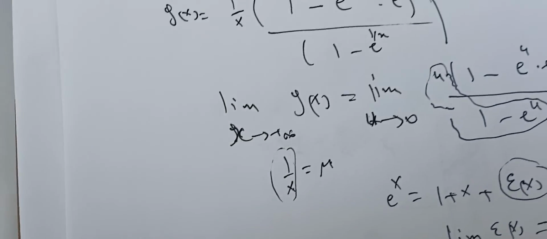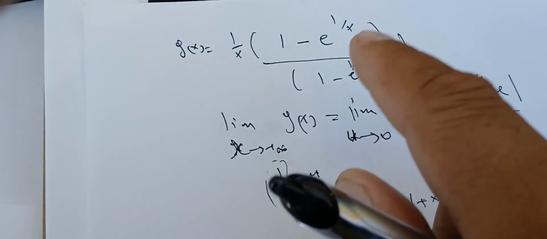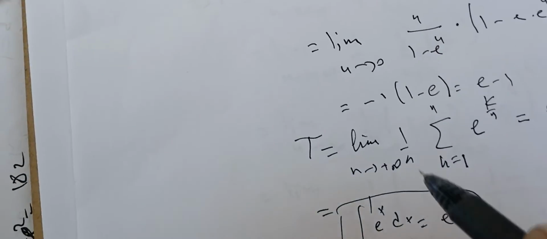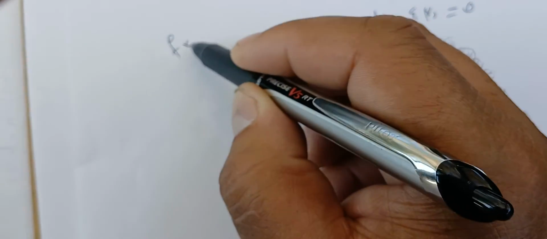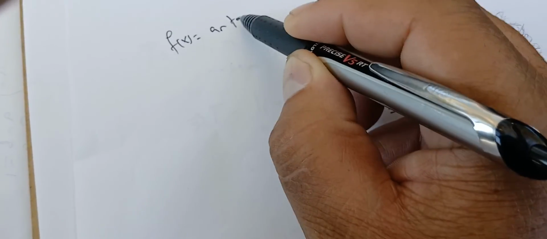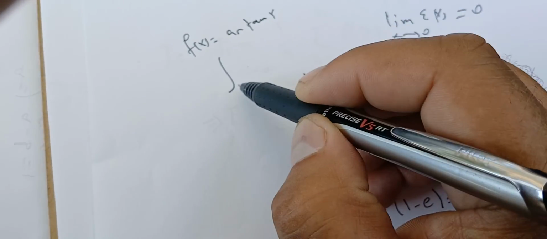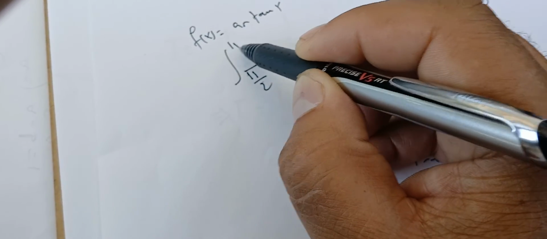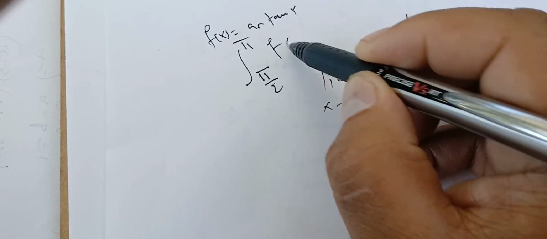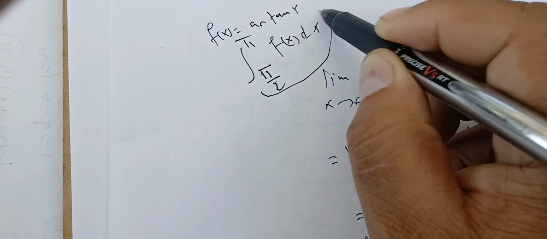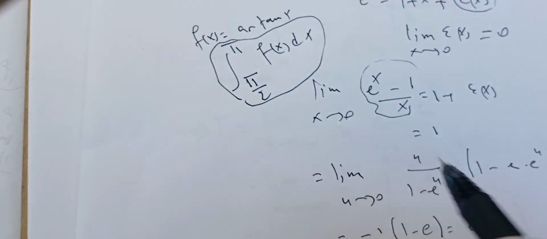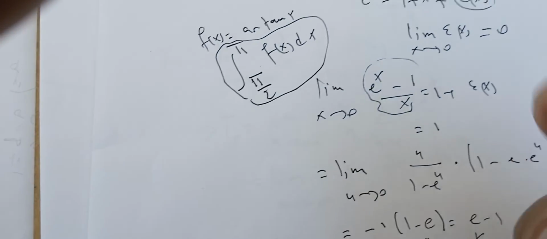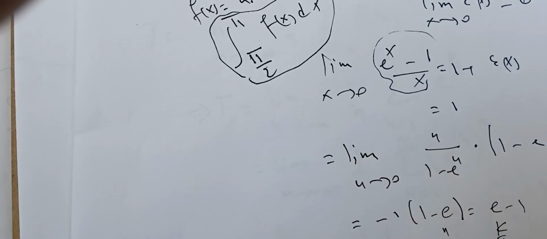Remember to pay attention to these limits. Sometimes they're tricky. We're going to do one more, concerning when we're trying to find the integral of f of x, arctangent of x, between pi over 2 and pi of this function using Riemann sums. We're going to see that we need to have this definition of limits and be able to compute them.